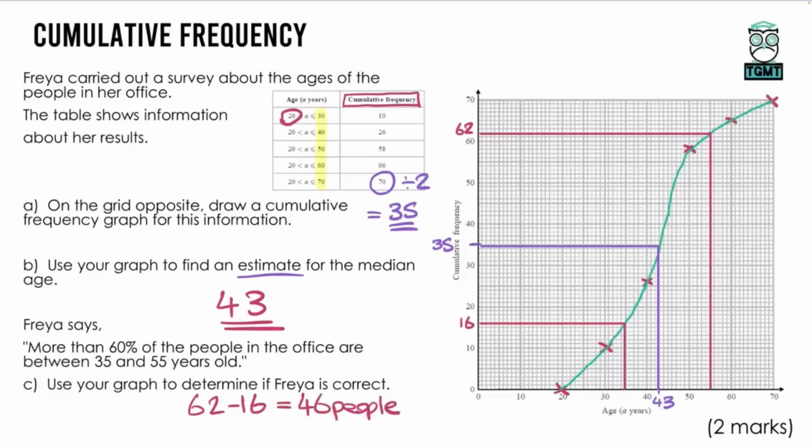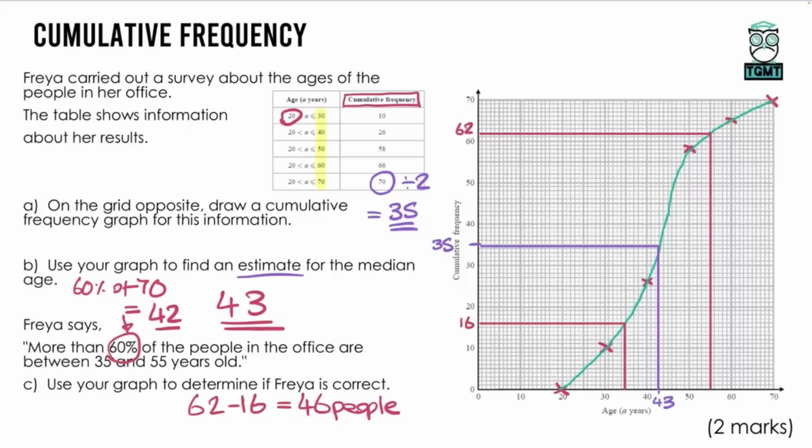Now, we want to compare that to this 60% because she says more than 60%. So if we work out 60% of 70, there we go, 60% of 70, and whatever method you prefer for that, I'm going to do 70 divided by 100, which gets me 1%, and times by 60, and that gets me 42 people. Well, 60% is 42 people, and we have 46 people.